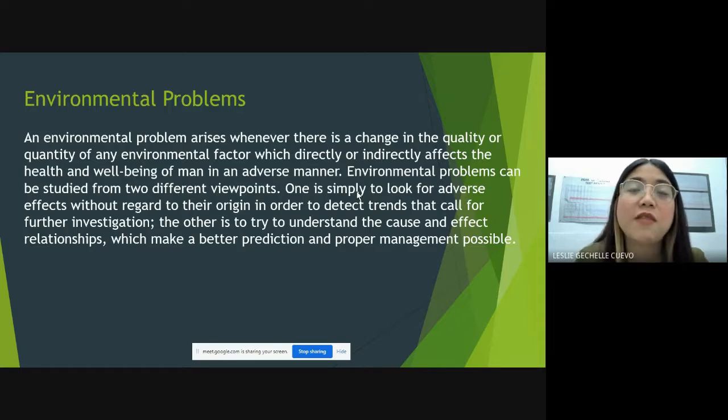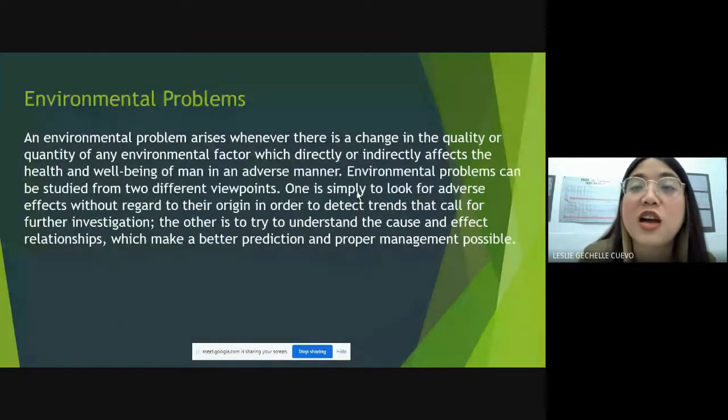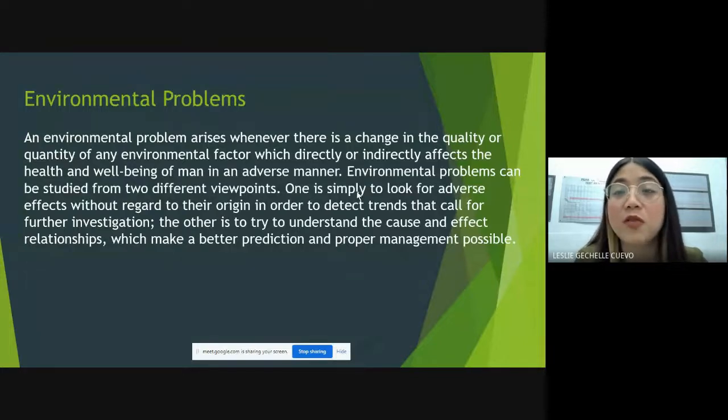Environmental problems. An environmental problem arises whenever there is a challenge in the quality or quantity of any environmental factor which directly or indirectly affects the health and well-being of man in an adverse manner. Kapag naaapektuhan na ang tao, environmental problems can be studied from two different viewpoints. One is simply to look for adverse effects without regard to their origin in order to detect trends that call for further investigation. Una, inaalam mo lang kung ano ang epekto ng environmental problem.